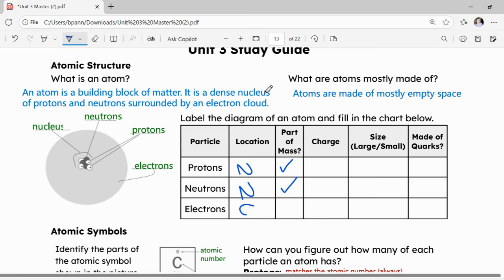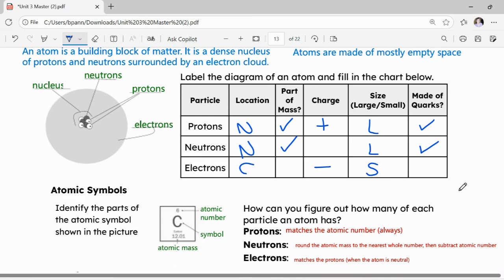We know that protons have a positive charge, while electrons are negative. Neutrons do not have a charge. We'll leave that box blank. We know that all of these particles are very tiny, but compared to each other, we know that protons and neutrons are identical and they're both considered large, while electrons are much smaller, so we'll write small. We know that protons and neutrons are both made of quarks, while electrons are not made of anything that is smaller, at least that we know of so far. Take a minute and make sure that your chart is filled in like mine.